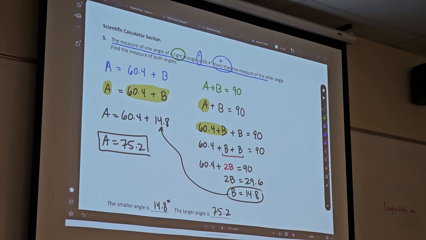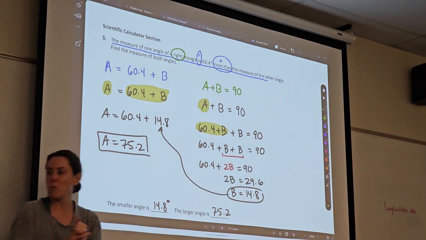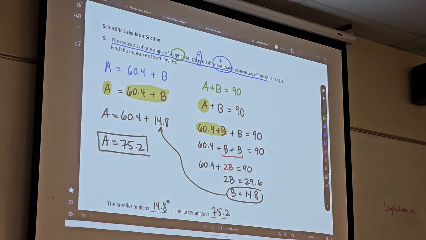Yeah? And if you graph both lines, this is where they intersect. You need both things to be true at the same time. You'll do more of that in pre-calc.